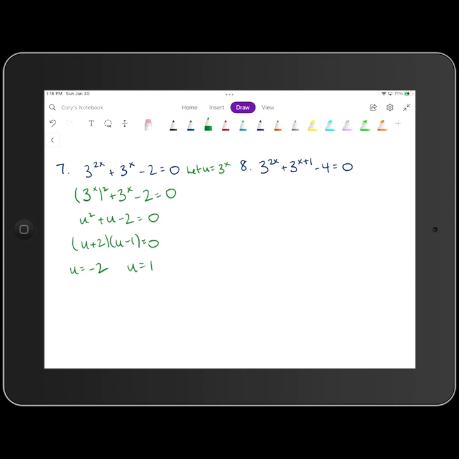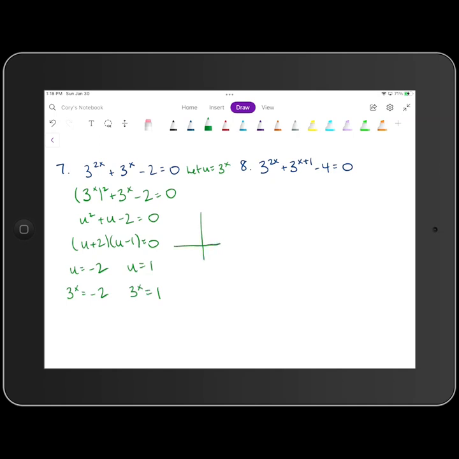But we're not done solving this yet, because we weren't asked to solve this equation for u. We were instead asked to solve it for x. So we need to replace u with 3 to the x power. We want to find where 3 to the x power is negative 2 or where 3 to the x power is equal to 1.